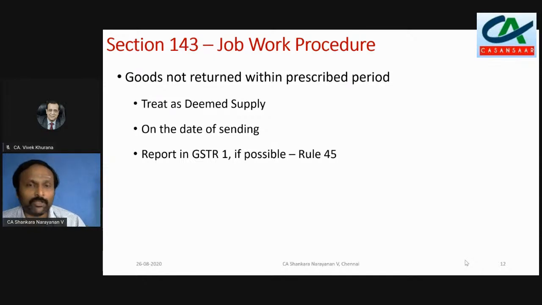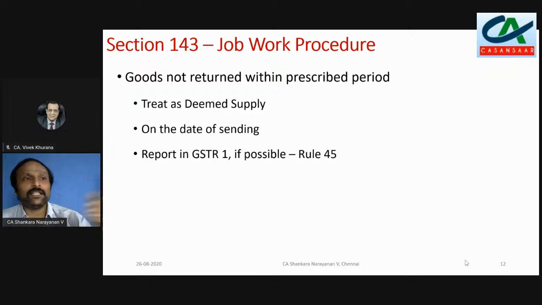And GSTR1, why am I reporting it? That is to ensure that now this tax credit can travel to my job worker. So when the job worker is returning the goods to me, he cannot bill me only for the services, because as per GST, he is the owner of the goods. As per the Sale of Goods Act, he is not the owner. But as per GST, he is the owner. So when he wants to send it back to me, he has to actually give me the value added value.